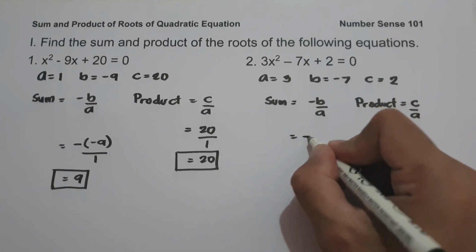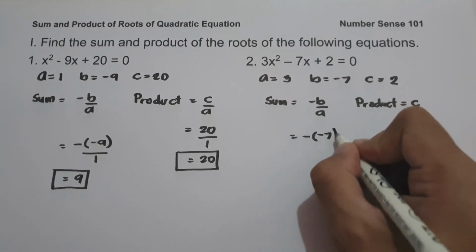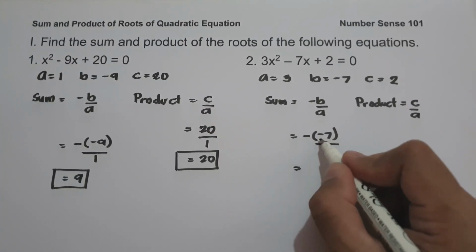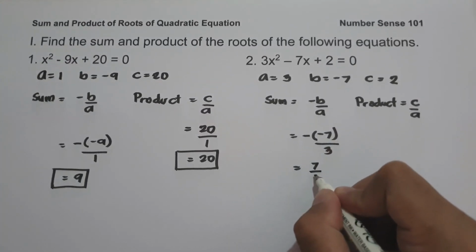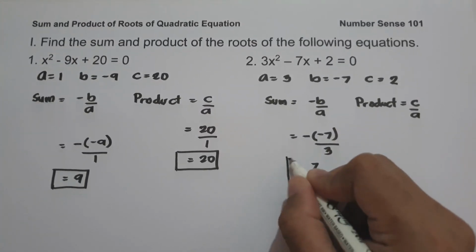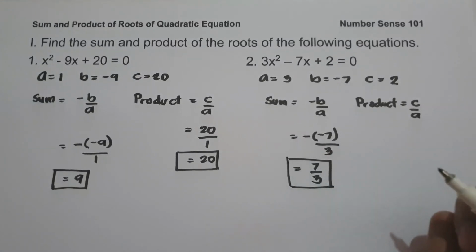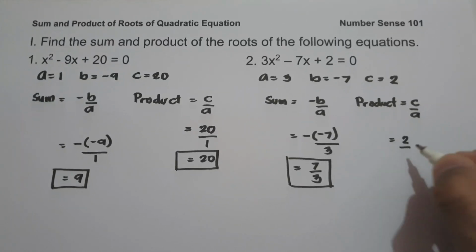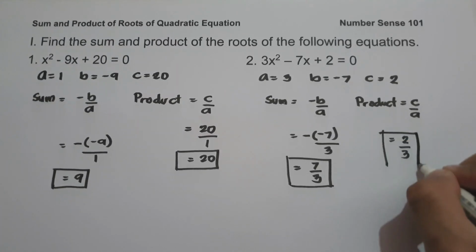So let us have negative, and b is negative 7, and a is 3. And to simplify, negative times negative 7 is 7, and we are going to have 7 over 3. And this will be the sum of the roots of the given equation. And for the product, we have 2, and the value of a is 3, so 2 over 3 will be our answer.